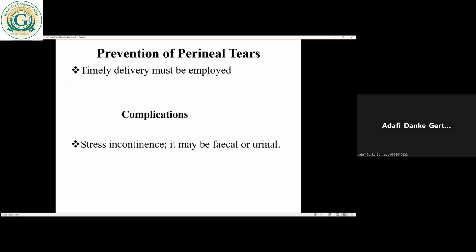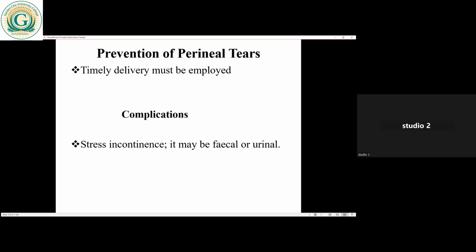Timely delivery must be employed. Skillful help to deliver the woman must be employed. Otherwise, the complication will be stress incontinence, either fecal or urinary. Remember, I've told you that when the iliococcygeus, pubococcygeus, membranous sphincter, and anal sphincter are all destroyed, the woman becomes incontinent of feces and urine, and that is very, very bad.